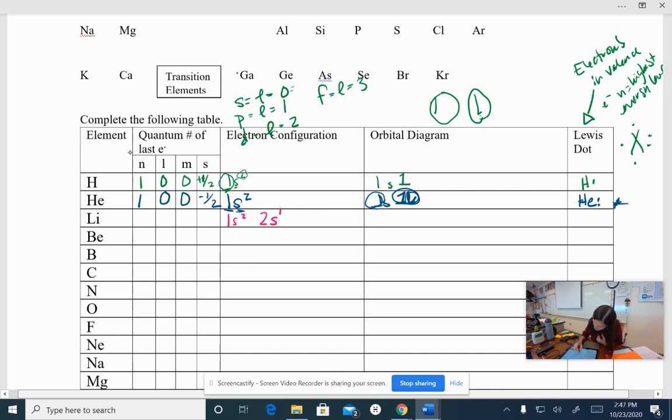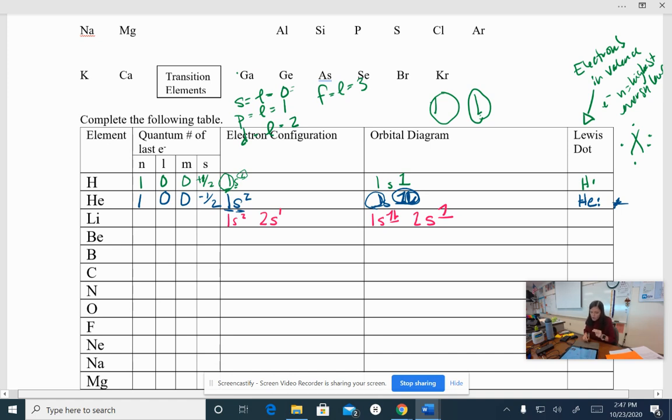So our orbital diagram, we're going to have 1s, and we're going to have both the up and down spin for those first 2 electrons. And then the third electron that we just put in, we put it in the 2s, and we put it in the up spin. Okay?